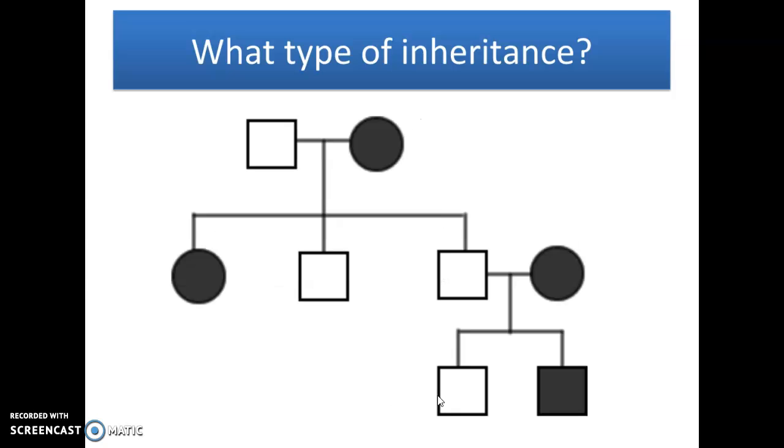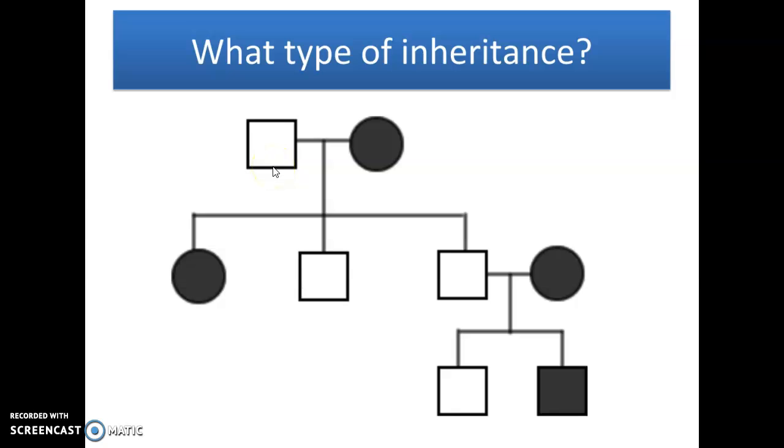Take a look at one more. You should have been able to say this is not sex-linked. There's no evidence of that. Here's a female that has it. All her sons do not have it. Here's a female that has it. All her sons don't have it. There's not more squares filled in than circles. So this is not sex-linked, so we're going to call it autosomal.